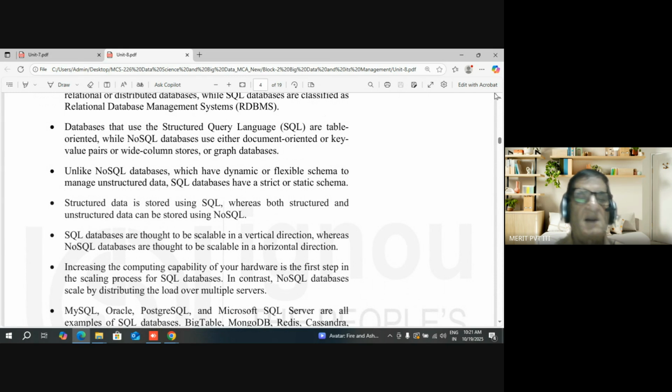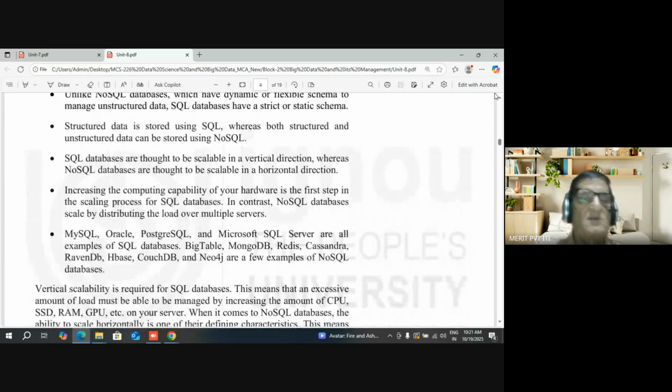SQL databases are thought to be scalable in the vertical direction, whereas NoSQL databases are thought to be scalable in the horizontal direction. Increasing the computing capability of your hardware is the first step in the scaling process for SQL. In contrast, NoSQL databases scale by distributing the load over multiple servers. MySQL, Oracle, PostgreSQL, and Microsoft SQL Server are all examples of SQL databases. Bigtable, MongoDB, Redis, Cassandra, RavenDB, HBase, CouchDB, etc. are a few examples of NoSQL databases.